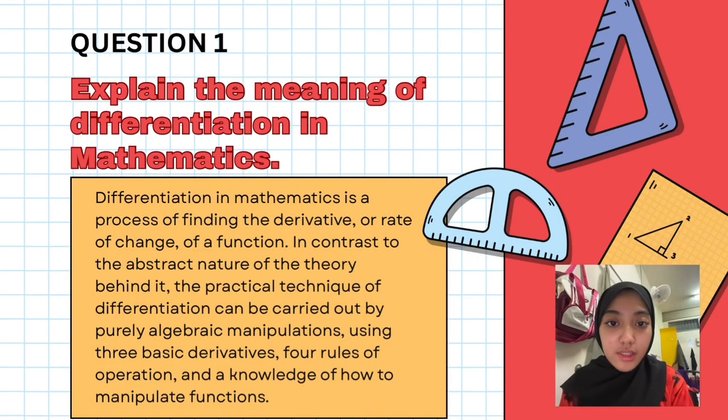For the first question, explain the meaning of differentiation in mathematics. Differentiation in mathematics is a process of finding the derivative or rate of change of a function, in contrast to the abstract nature of the theory behind it. The practical technique of differentiation can be carried out by purely algebraic manipulations using 3 basic derivatives, 4 rules of operation, and a knowledge of how to manipulate functions.